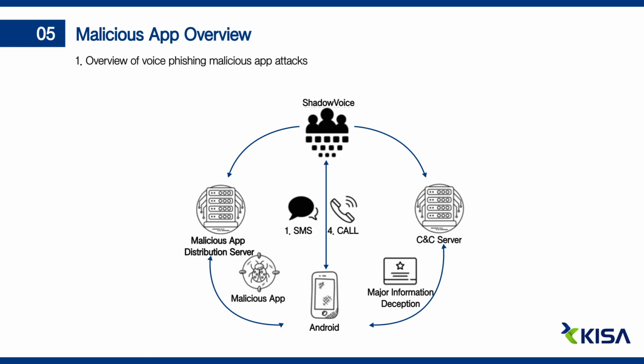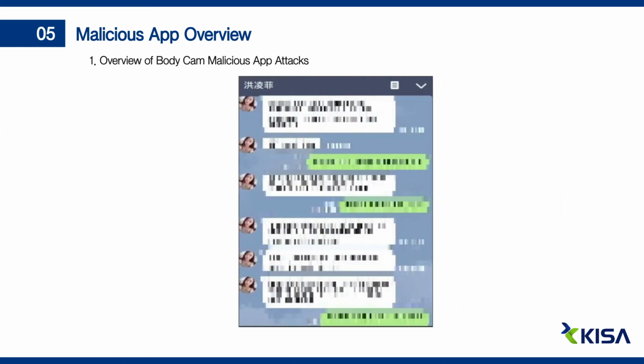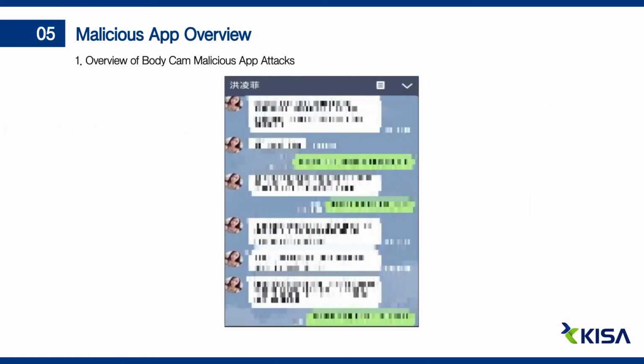If you call the representative phone number of a financial company from the infected device, the outgoing call is intercepted by a malicious app and connected to the attacker's phone number, which then leads to real financial asset damage through social engineering techniques. This slide is an overview of bodycam phishing using a malicious app.